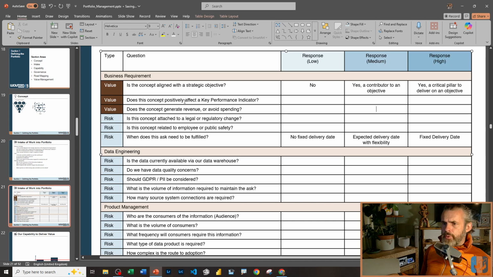Okay, then does the concept positively affect a key performance indicator? No. Ooh, we could put no's against these. These no's as well. Is the concept related to employee or public safety? No. So, is the concept related to employee or public safety? Yes.